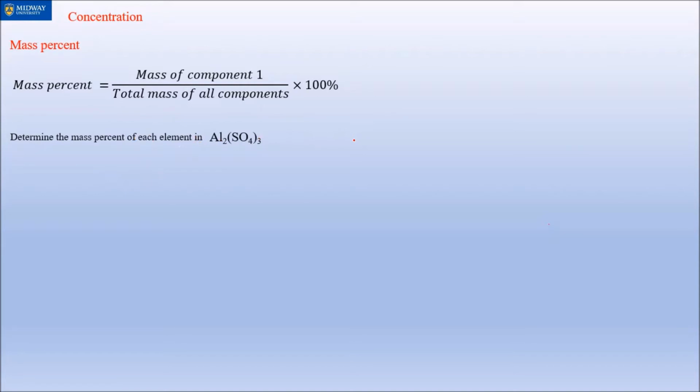Okay, aluminum's molar mass is about 27, so it's 27 times 2, plus 3 times sulfur, which is 32, plus 4 oxygens, each is 16, so that's 64. If you add this all up, you're going to get the total molar mass of this compound. So that's 54 plus 3 times 32 plus 64. That's 342 grams over 1 mole.